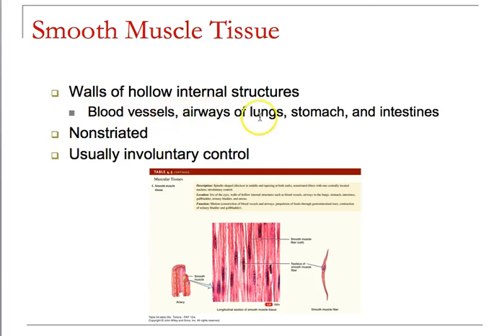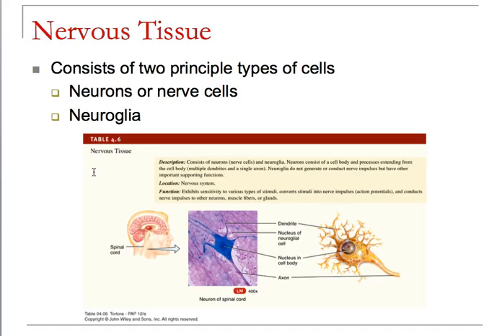Find them in our blood vessels, our airways of our lungs, stomach, and intestines, which means we don't think about what they're doing when they're doing it, but they're being told what to do. A subset will have gap junctions, but on the whole, they slow muscular control and therefore slow relaxation of that control as well. Nervous system tissues consist of two principal types, and you'll see when we get into chapter 12, we break up the neuroglia into their responsibilities.